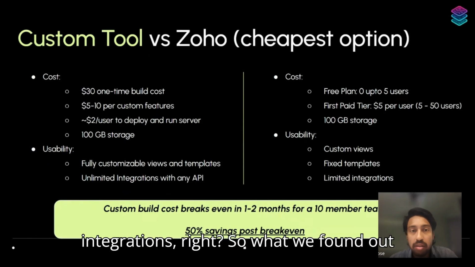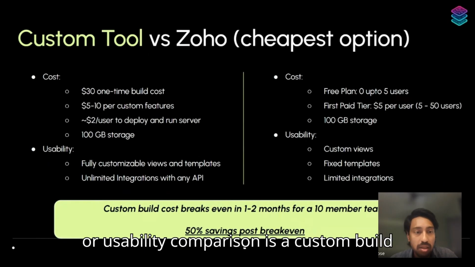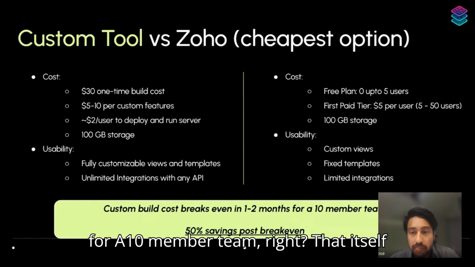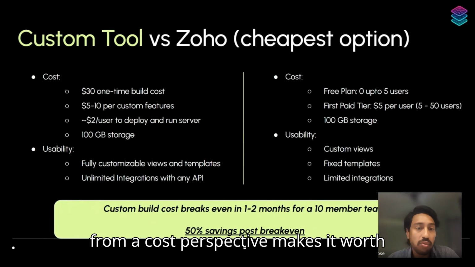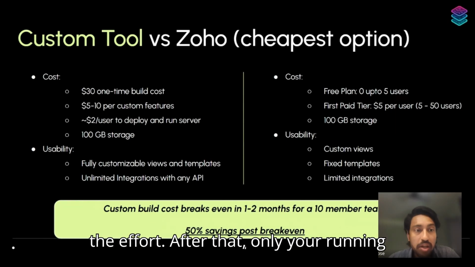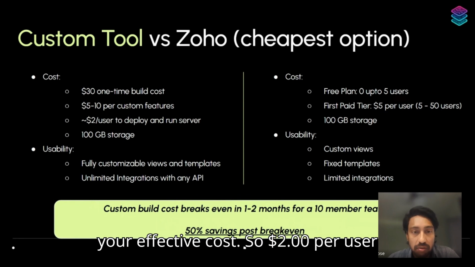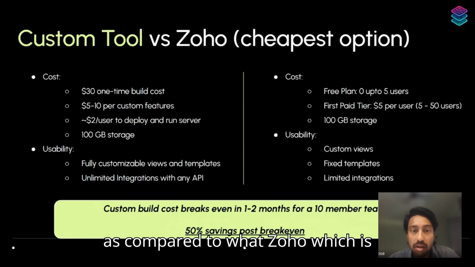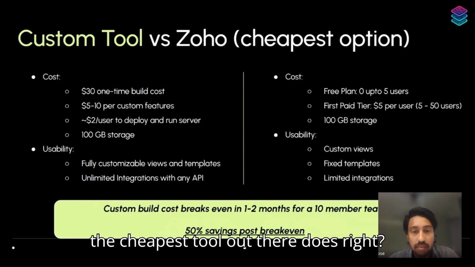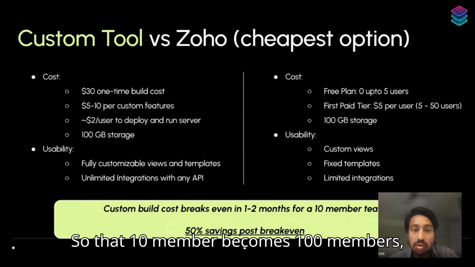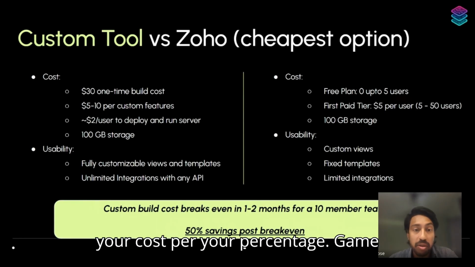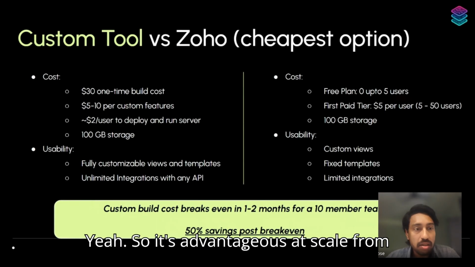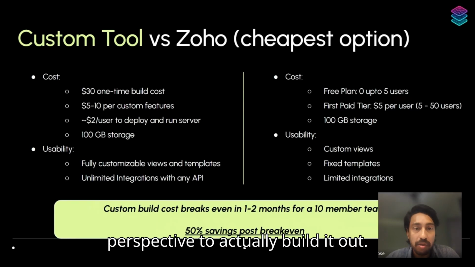So what we found out after doing this cost and functionality or usability comparison is a custom build will break even within 1 or 2 months for a 10-member team, right? That itself from a cost perspective makes it worth the effort. After that, only your running cost is what is going to be your effective cost. So $2 per user is more than 50% saving as compared to what Zoho, which is the cheapest tool out there, does, right? So that 10-member becomes 100 members, your percentage saving becomes even more significant. Yeah, so it's advantages at scale from a cost perspective and a usability perspective to actually build it out.